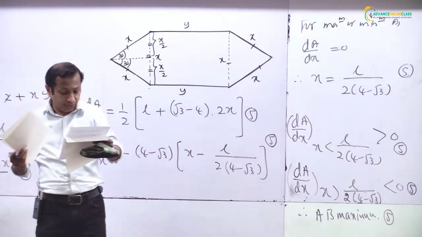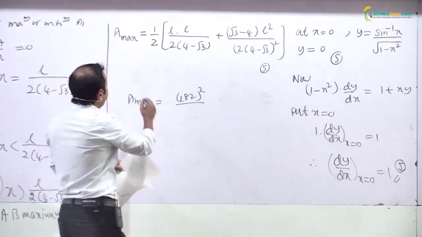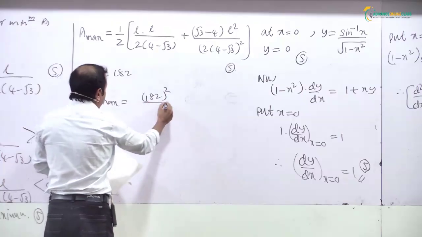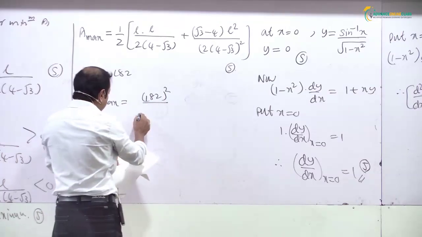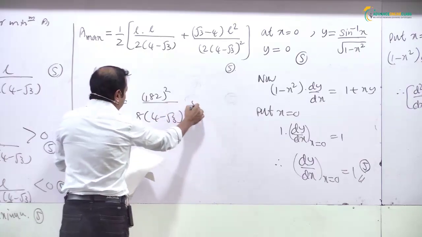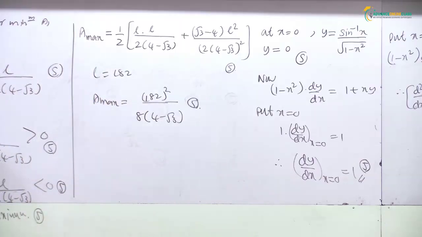Yes, substitute for L 182, right? Because L is given as 182, no? 182 perfect squared divided by 8 into 4 minus root 3, right, for this 5 marks. For the whole question, 150 marks come in.